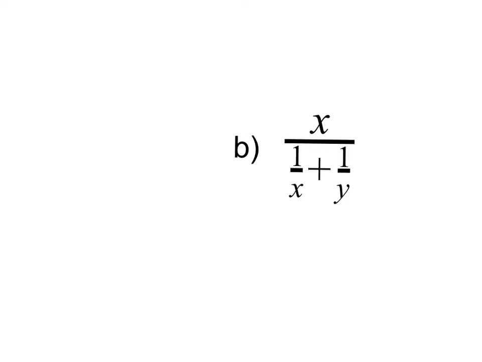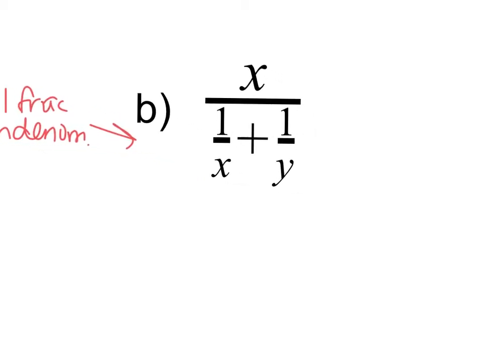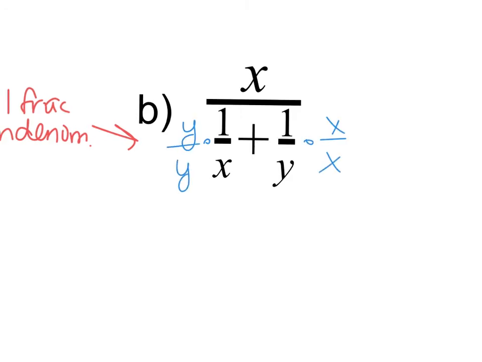Okay, so this one is a little bit different. We need to have one fraction in the denominator. So first we have to combine those two. Well, if you remember from the last lesson, we learned how to add these. So we have to get a common denominator. What will the common denominator be? Well, it looks like xy. So in order to do that, I need to multiply this times y over y, and this times x over x.